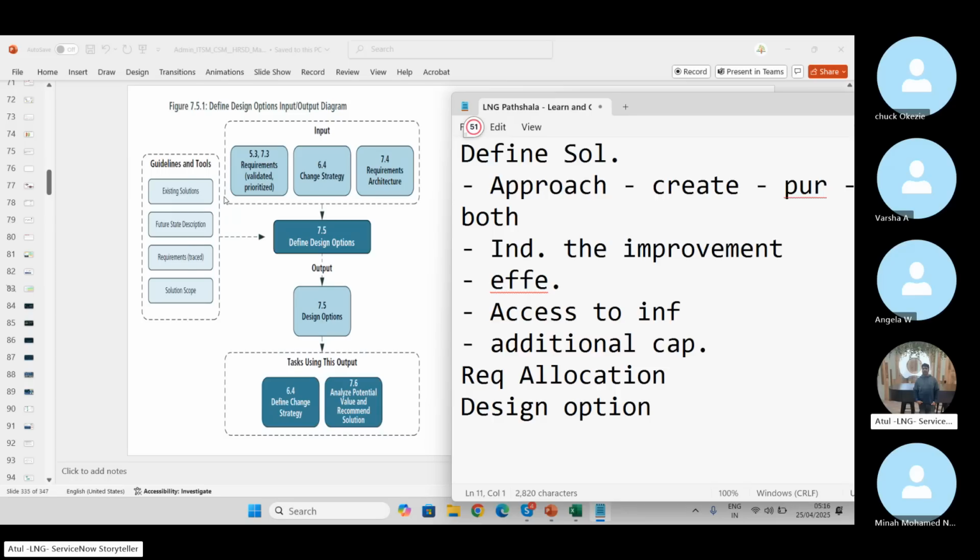Your requirement, which you have already traced, which you confirmed. And what is in the solution scope? When the statement of work (SOW) was signed, it is clearly mentioned that we are looking for a solution only for the ITSM automation. So don't think about anything else as of now.